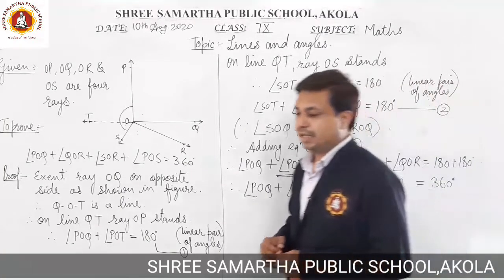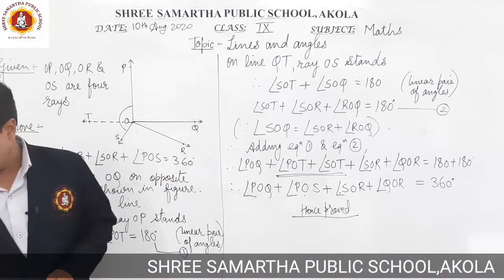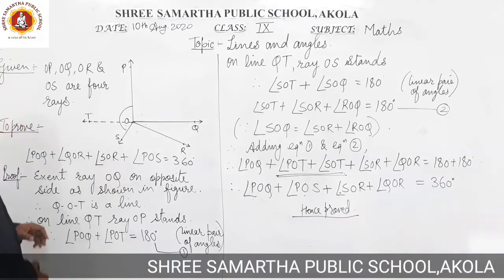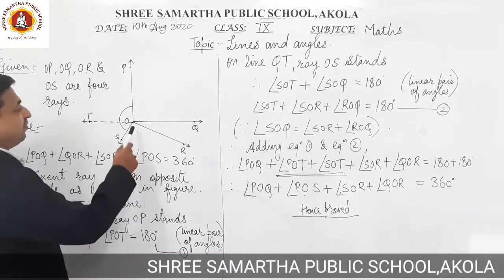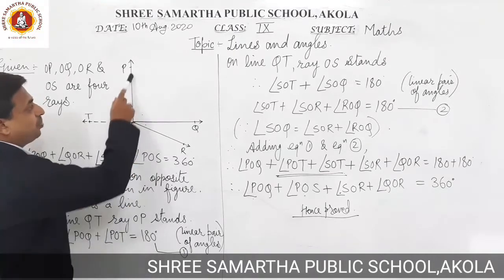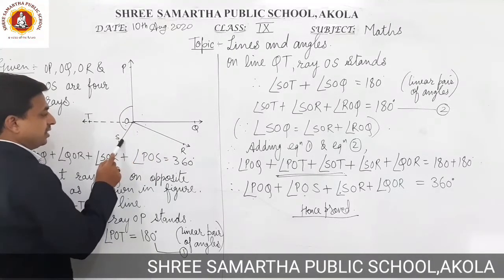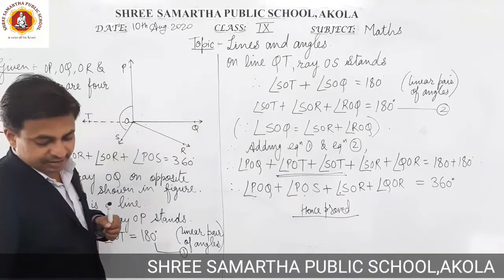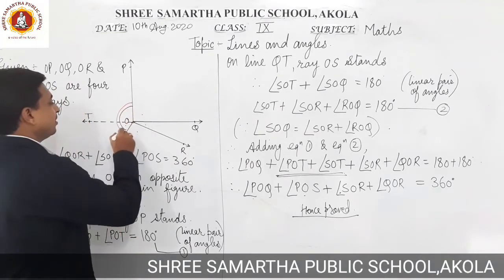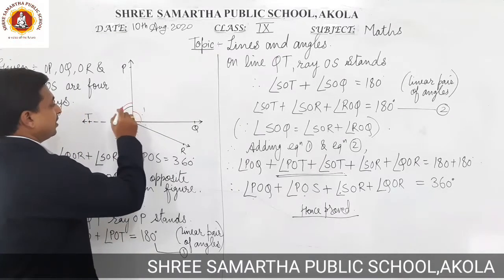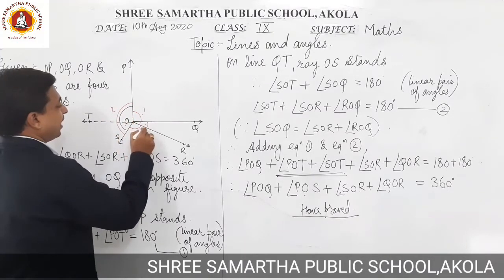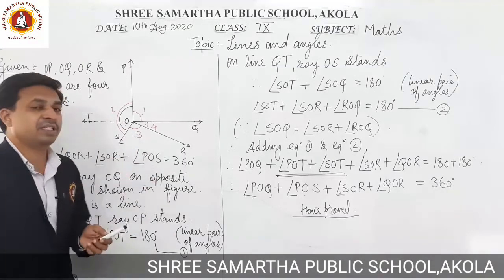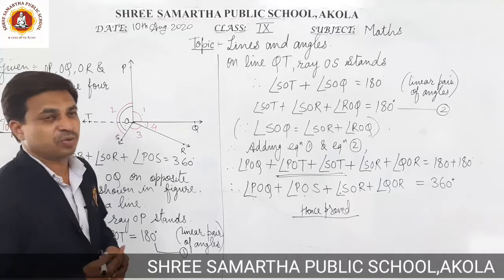See, once again I will revise this example, how we have solved this example. Now see what was given here: from point O these 4 rays are given, OP, OQ, OR and OS. We have to prove that the sum of all the 4 angles present here, that is angle 1, angle 2, angle 3 and angle 4, is 360 degrees. This we have to prove.